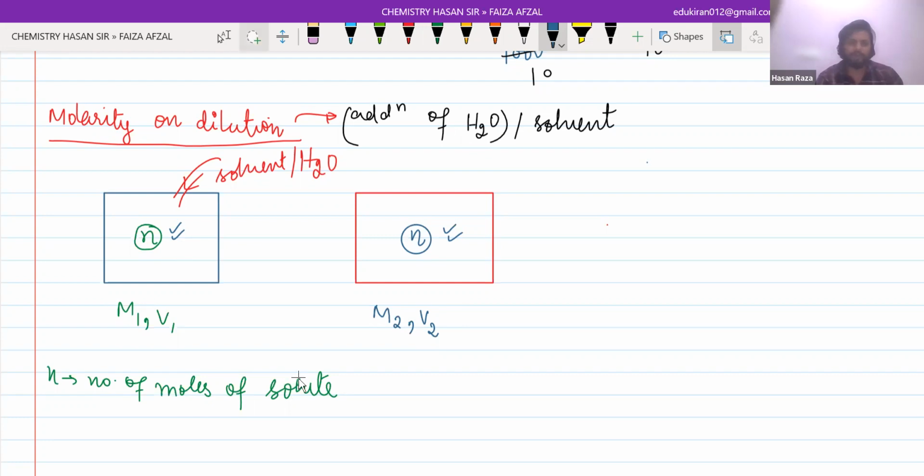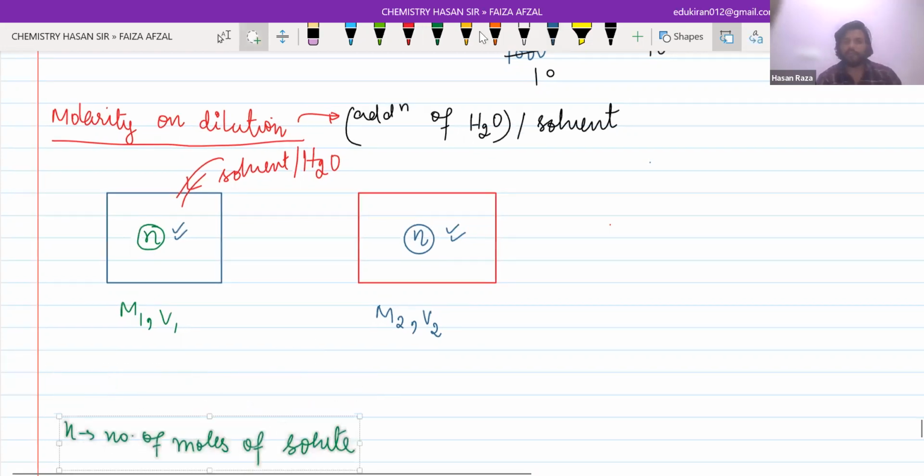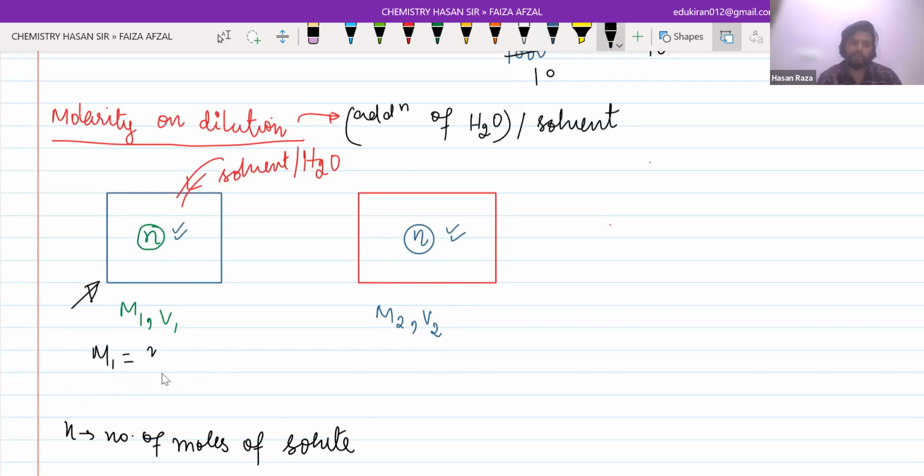Now, what I'm trying to do is derive a formula. If you apply the formula of molarity on this container, M1 will be equal to number of moles of solute N1 upon V1. N upon V, yes or no?